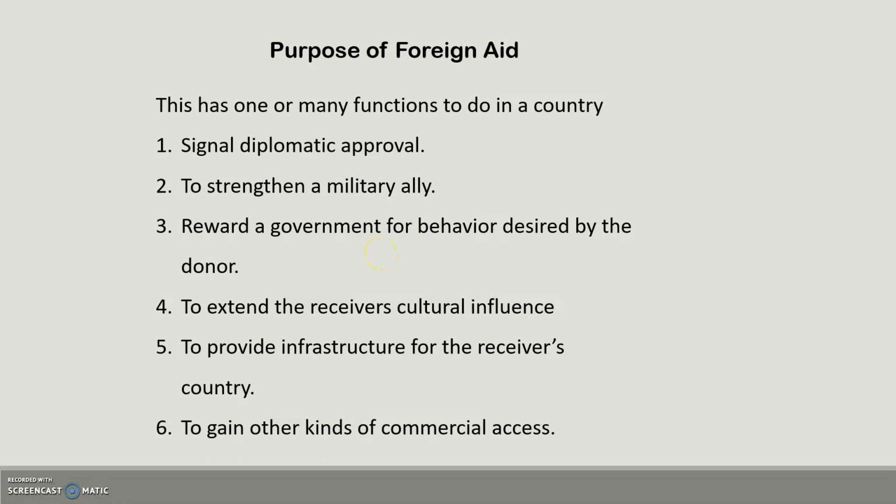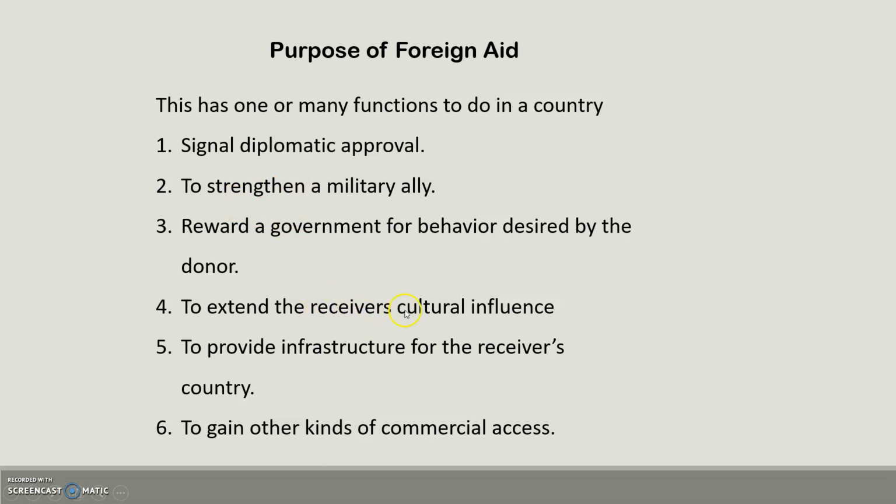Country B is the recipient country and country A is the donor country. Country B acts very well toward country A, the donor country. So as a gift, as a reward, as something in return, a tribute in return, they provide foreign aid. They provide aid for the government.